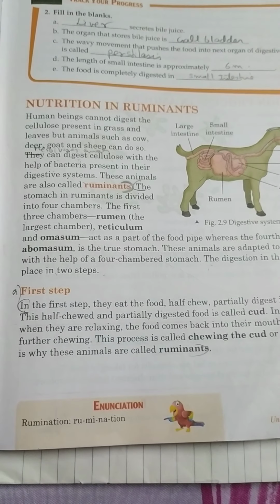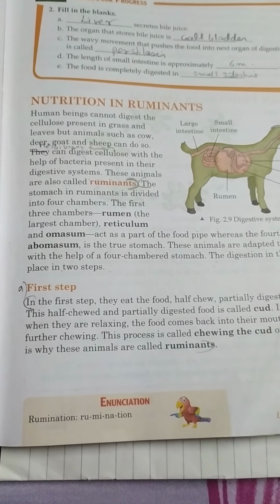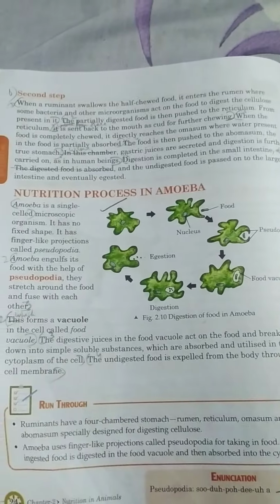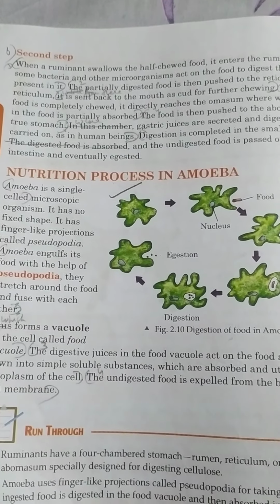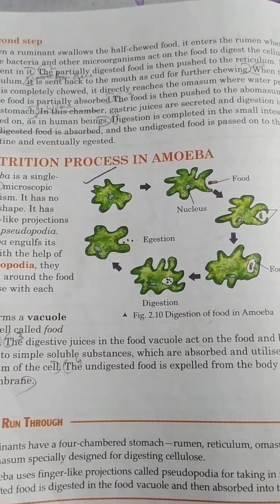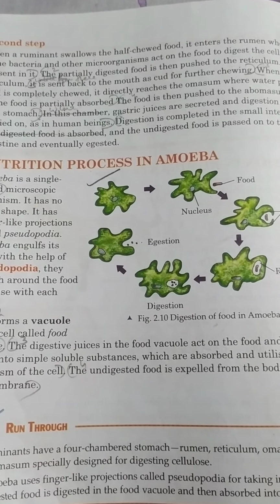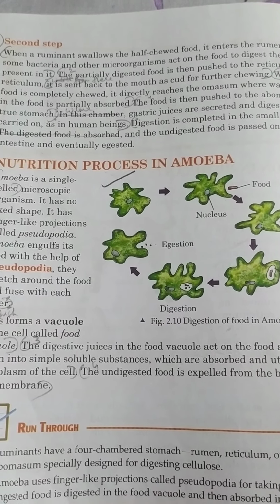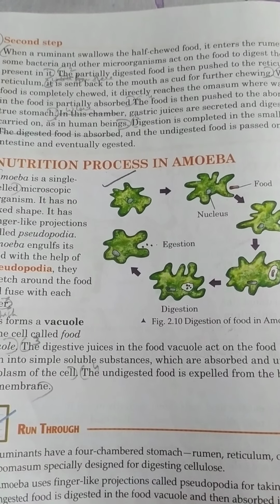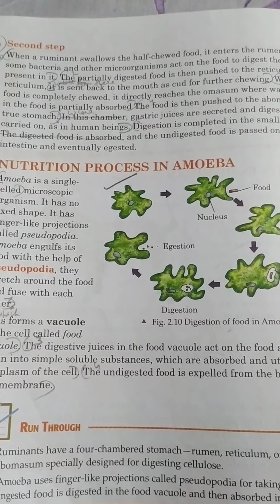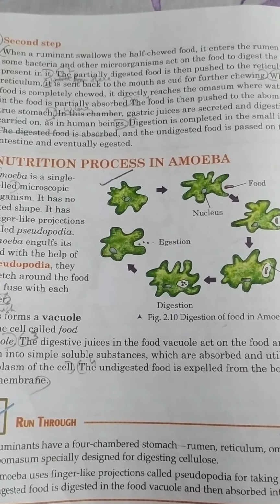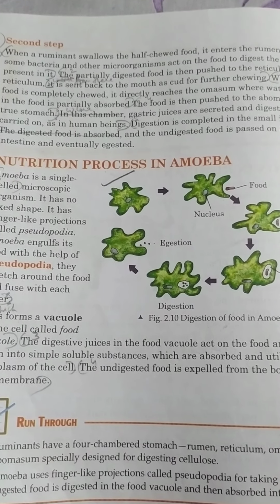Now that cud food goes again to the reticulum, and the reticulum and omasum act like a food pipe, and then it goes to the abomasum. The partially digested food is pushed to the reticulum, and then sent back to the mouth for further chewing. When the food is completely chewed, it goes to the omasum, and then into the abomasum, where water is also absorbed, and after the abomasum all the digestion takes place, then it goes to the small intestine. The process is similar to what we have in our stomach. Okay, so this was the ruminants.